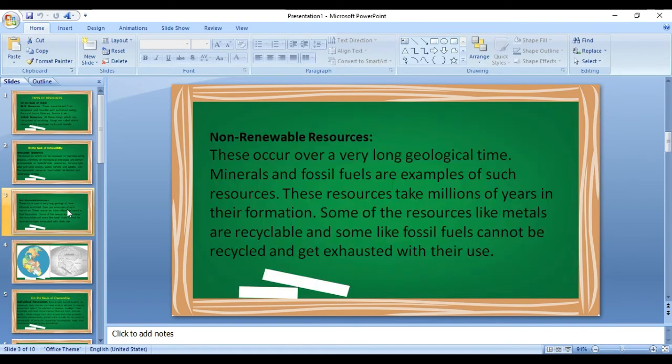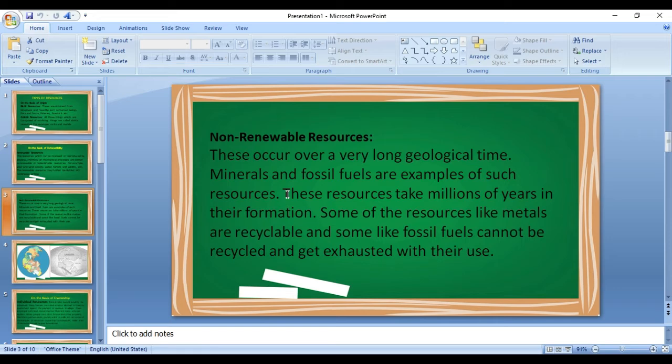Now again come back to this slide. Minerals and fossil fuels are examples of non-renewable resources, which developed during different geological times. It took millions of years for them to form, and once we use these fossil fuels, they get over, whether you take petrol, diesel, kerosene, or natural gas, right?